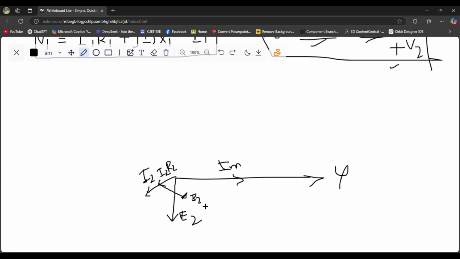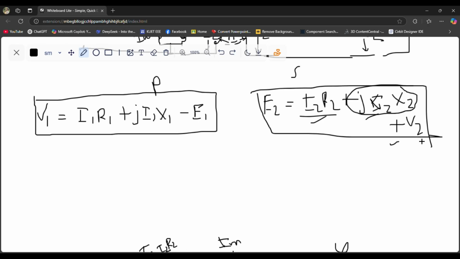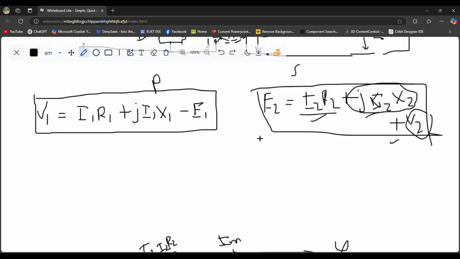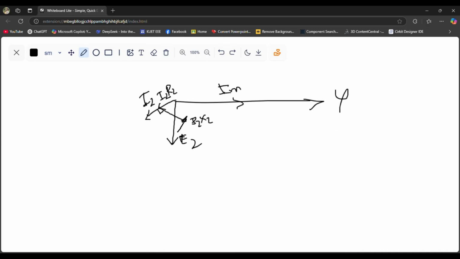I2 X2. This I2 X2 is leading this I2 by 90 degree angle. My angles may not be perfect, but you have to understand it in such a way. Then the rest of the thing will be V2. Yeah, this is V2. So I2R2, I2X2 and V2 make this V2.